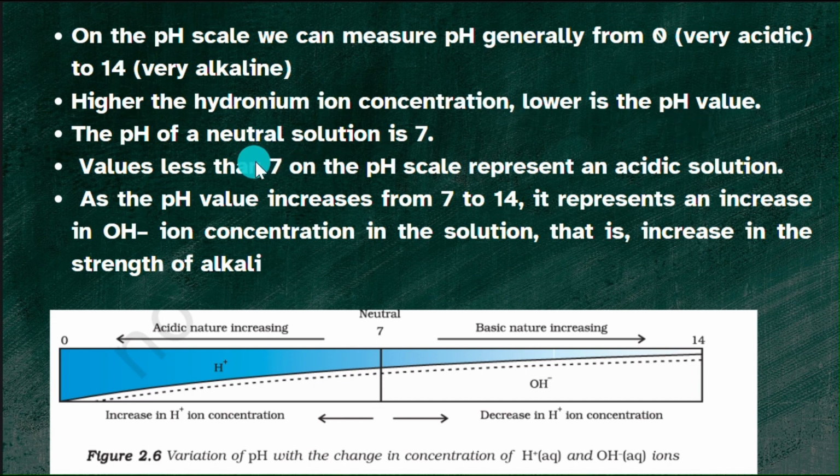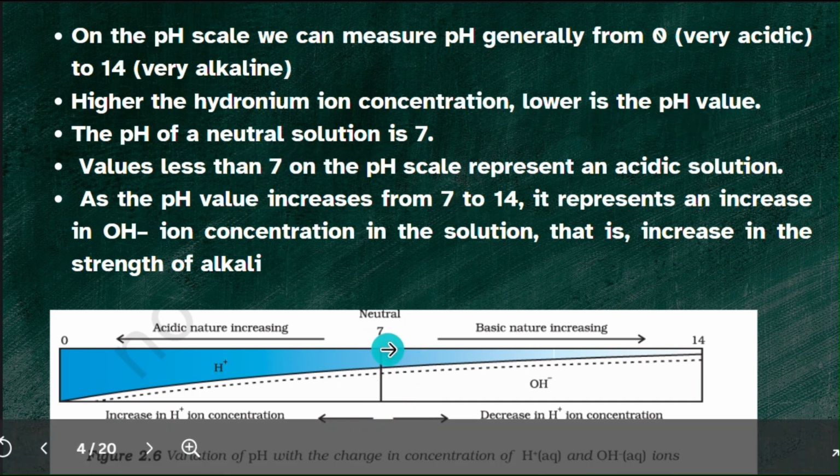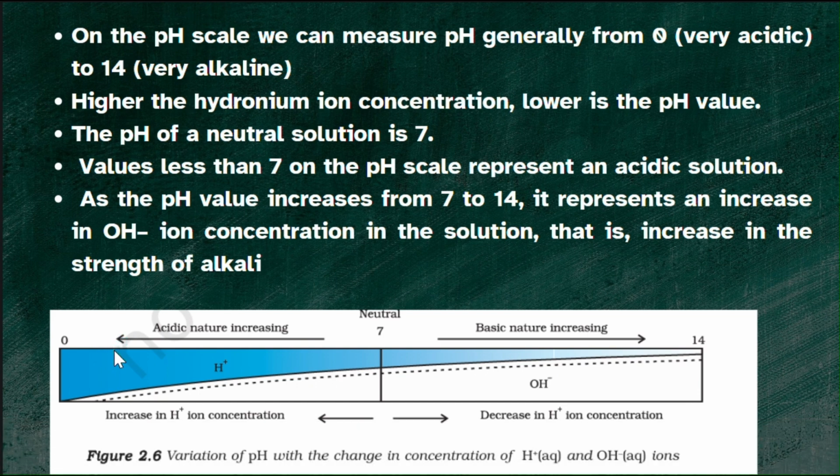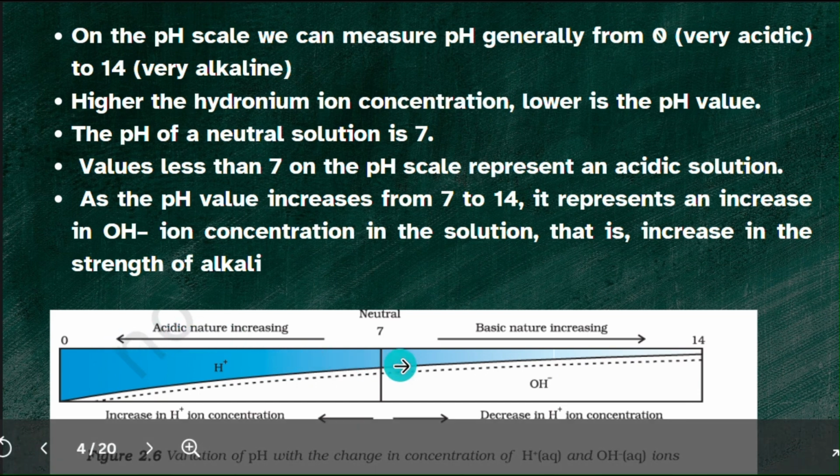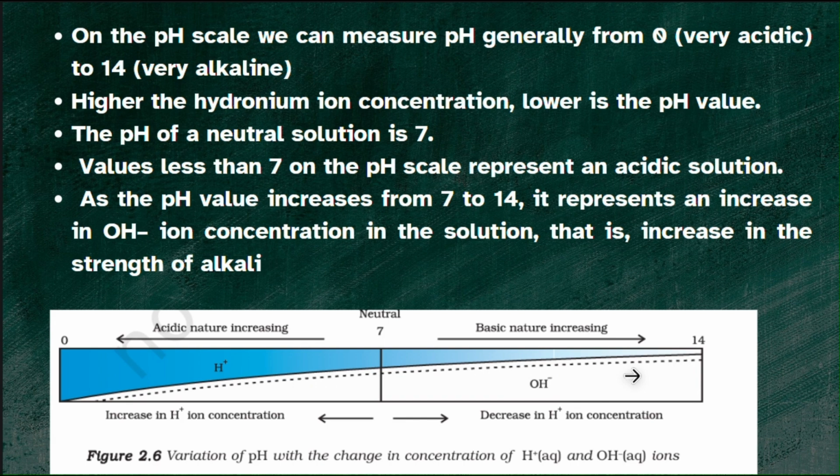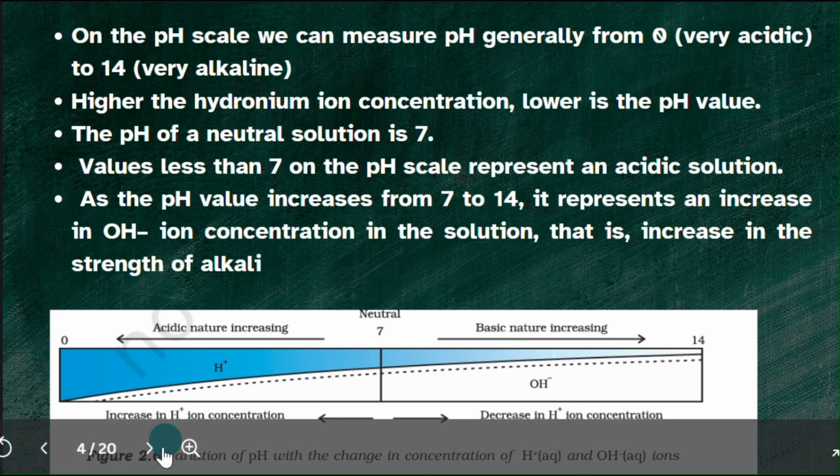The pH of a neutral solution, which is somewhere here, is 7. A value less than 7 on the pH scale represents an acidic solution. As the pH value increases from 7 to 14, it represents an increase in OH minus ion concentration in the solution. That is, an increase in the strength of alkali.